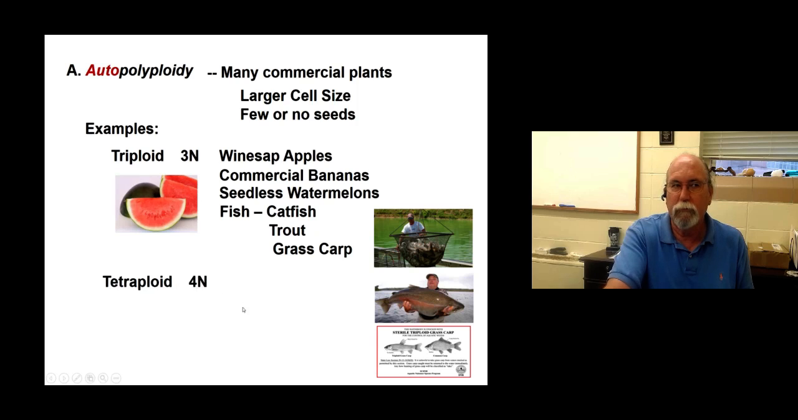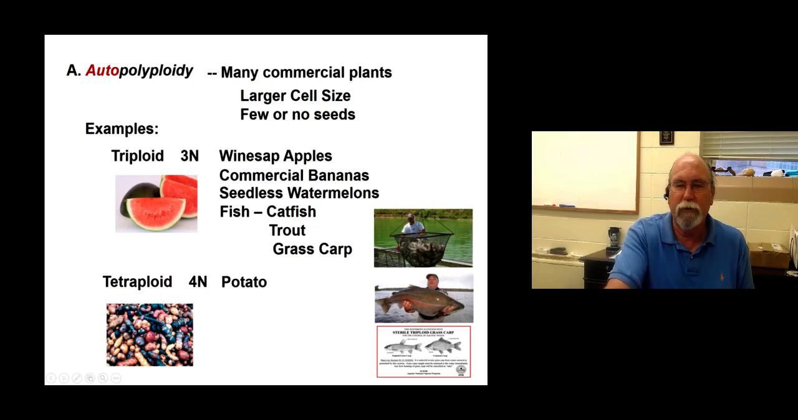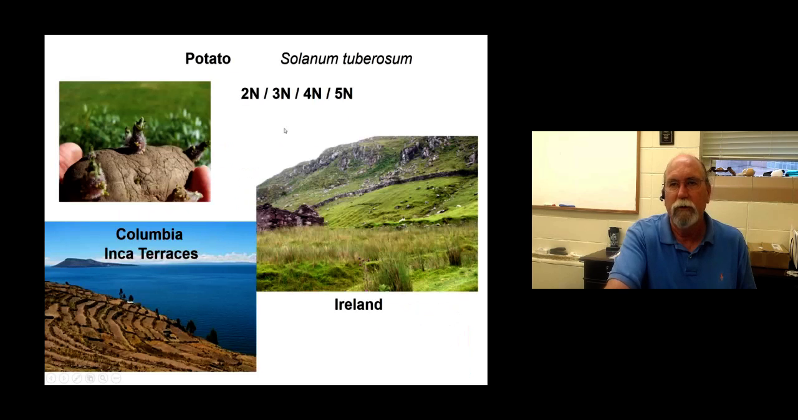Then there's some tetraploids. There are a number of these. I think probably the one group that you're most familiar with might be potatoes, and this is a sort of a collage of different potato types. There are many, many potato types, and some of them are, in fact, autopolyploids, autotetraploids, and they are found now.